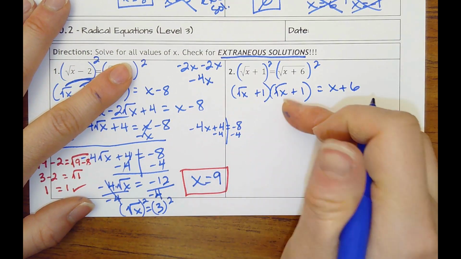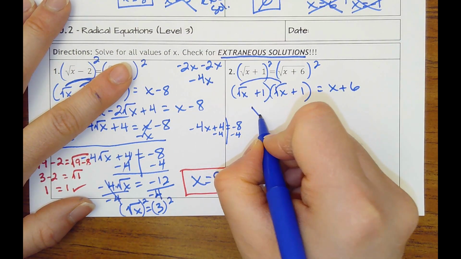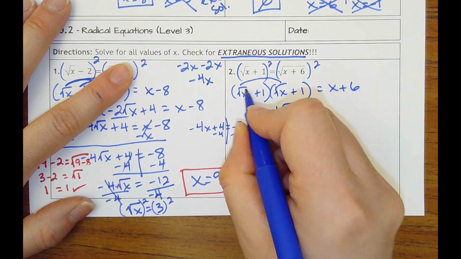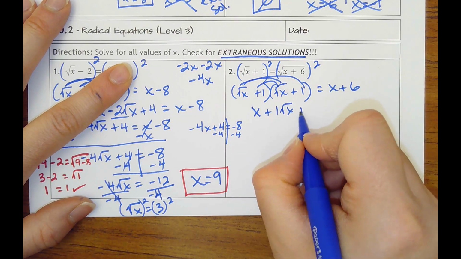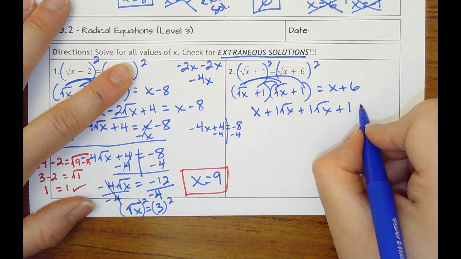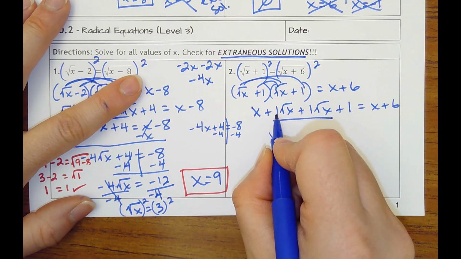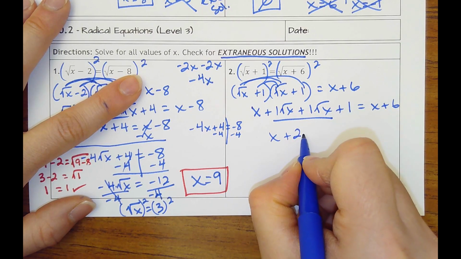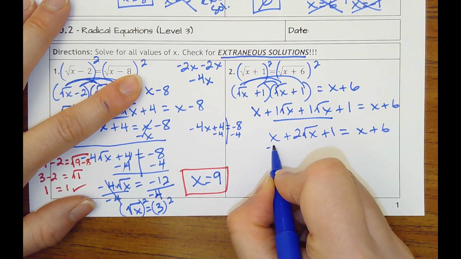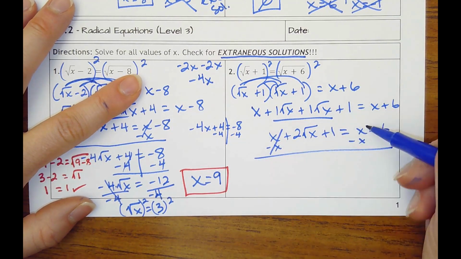This would be square root of x times square root of x, which is the square root of x squared, which is just x. That'd be a 1 square root of x. For my outers, inner is going to be a positive 1 square root of x, and 1 times 1 is still 1. Combine my middle terms, my like terms, that would be 1 plus 1 is 2 square roots of x plus 1 equals x plus 6. Again, I see that I can just subtract x on both sides and that x goes away.